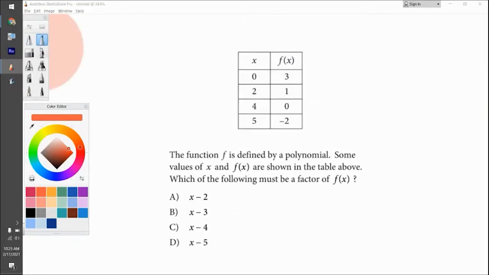All right, so it says we have a function here. It's defined by a polynomial. So f of x is a polynomial. Some of the values of x and f of x are shown in the table above. Which of the following must be a factor of f of x?